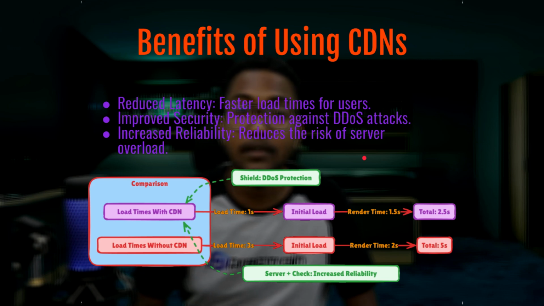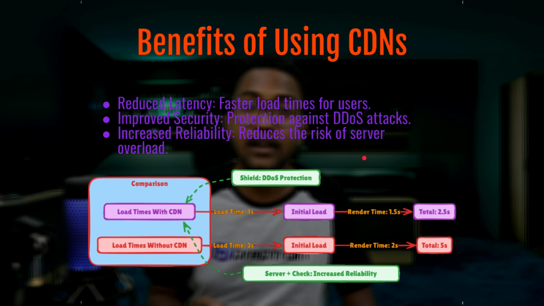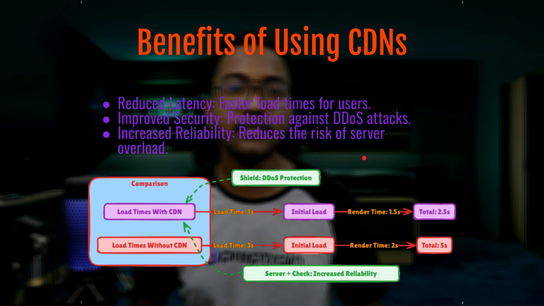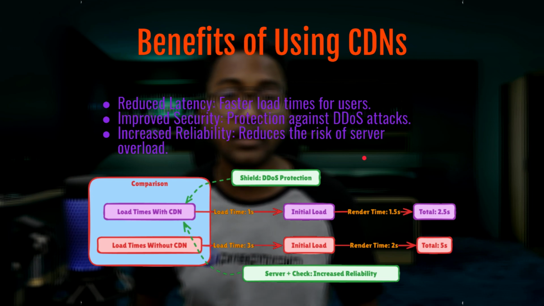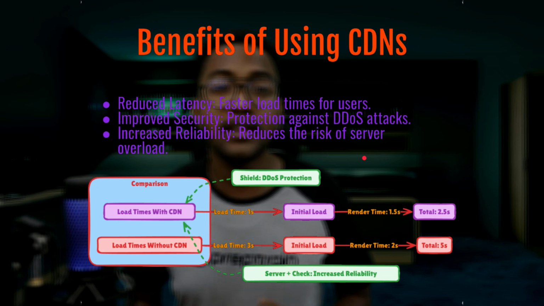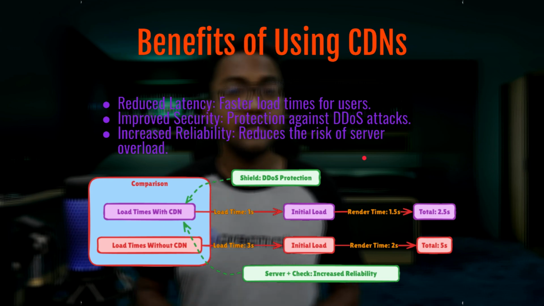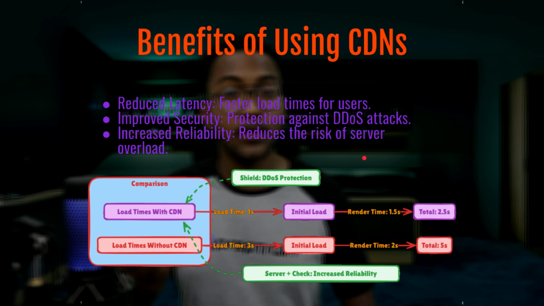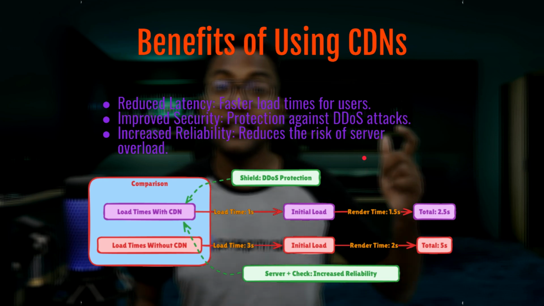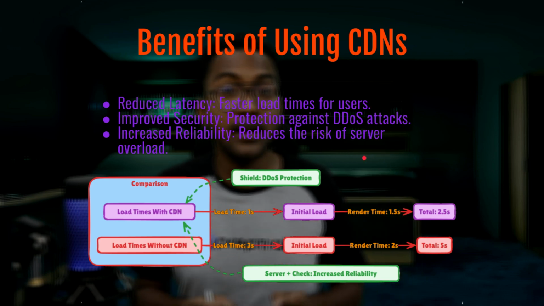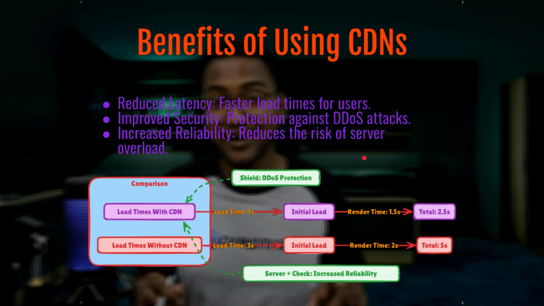If one server fails, the load balancer can direct traffic to another server, ensuring that the users don't experience any downtime. This is especially important for e-commerce websites, streaming platforms, and any service that handles large amounts of traffic or data. In summary, using a CDN improves website performance by reducing latency, enhances security by protecting against DDoS attacks, and increases reliability by distributing traffic across multiple servers.